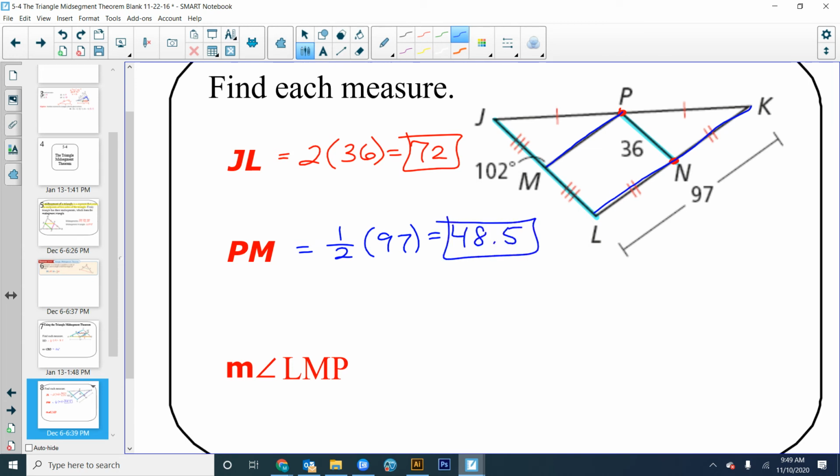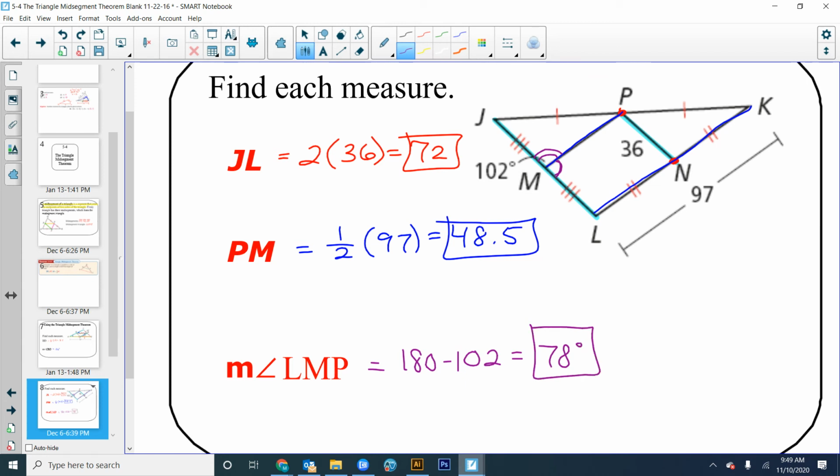Very good. Last one, L, M, P, this angle right here. Grace, how does this angle compare to this angle? Very good. What's the supplement of 102? 78. So 180 minus 102, 78 degrees.